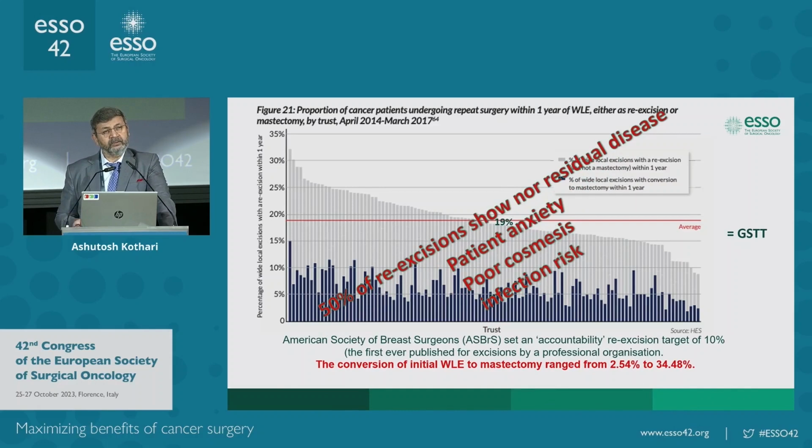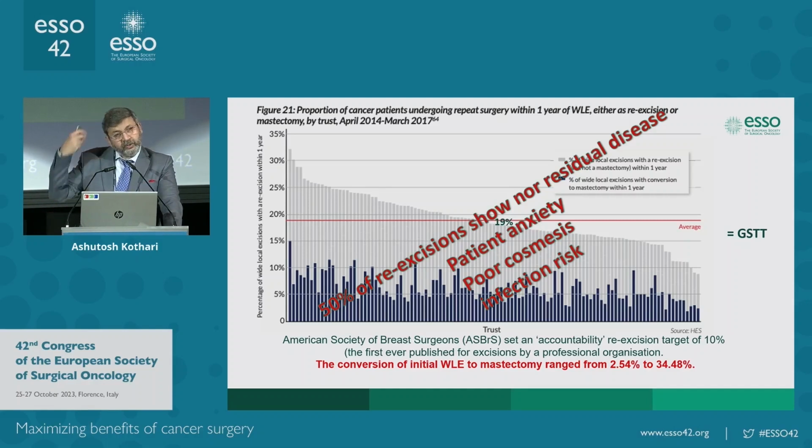What we've looked at is, if you look at all our re-excision data, and this is also borne out by the US studies, 50% of all the re-excisions that we do are needless. Now, we have a margin which is 2 millimeters for DCIS and 1 millimeter for invasive. We have not got the no-ink tumor yet. I'm sure if we do no-ink tumor, our re-excision rates will drop and the needless re-excisions will stop.